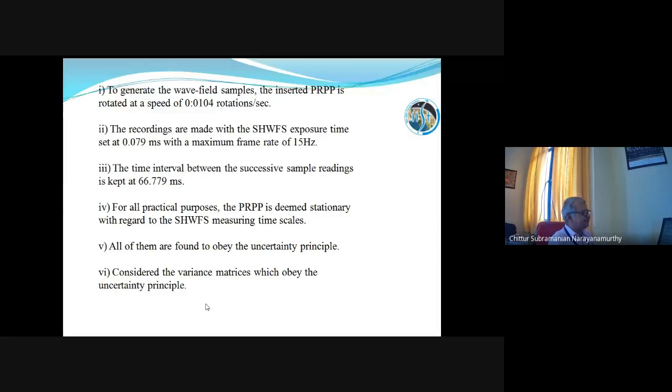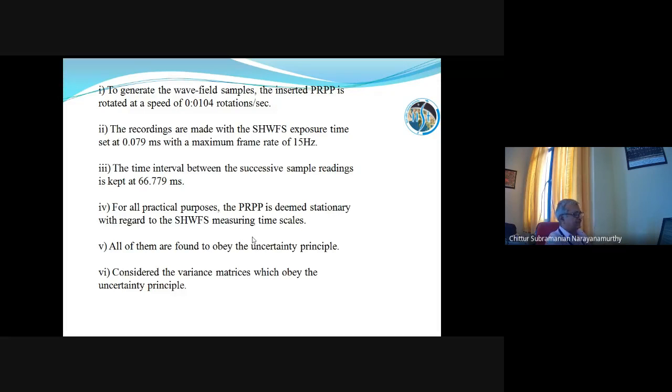Exposure time is about 0.079 millisecond with a minimum rate of 15 Hz. The time interval between the successive samples is about 66.779 milliseconds. For all practical purposes, the PRP is deemed to be... So this is a very important point. For all practical purposes, the pseudo-random phase field should be deemed stationary with regard to the detector of the Shack-Hartmann wavefront sensor measuring the time scale.